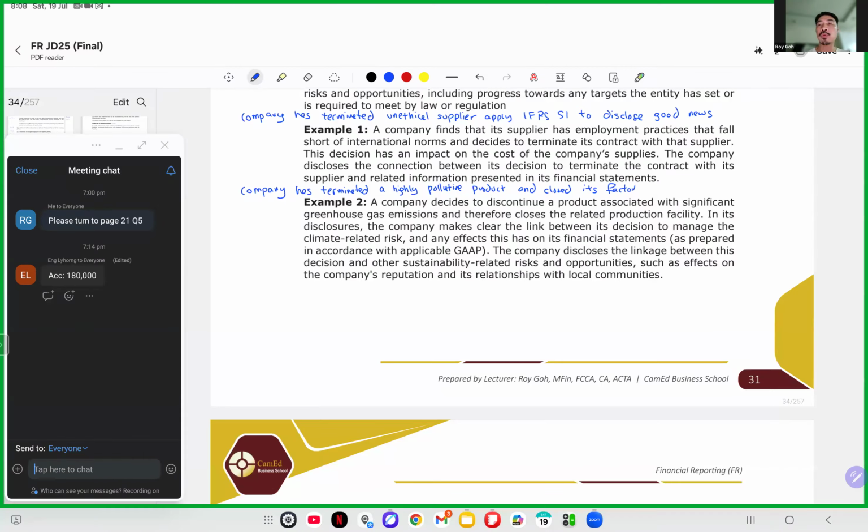So this factory is harmful to the environment. I shut it down because I love nature. I love Earth. I do not want global warming. Again, I apply IFRS S1 to report good news and bad news. So it's not very difficult. Something new. So when you are an accountant, when you are an auditor, this is something that you have to pay attention to. It's something very, very new. Next one.